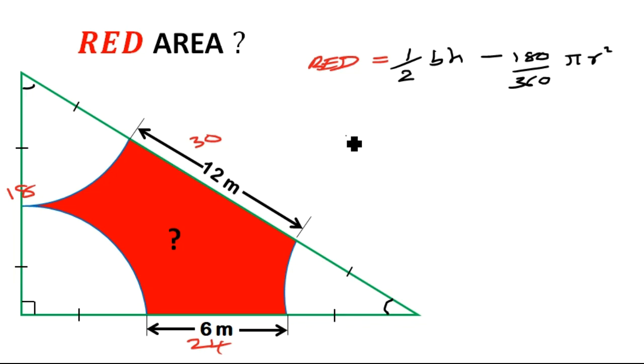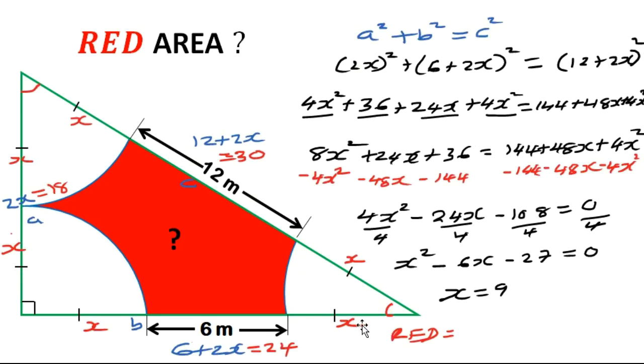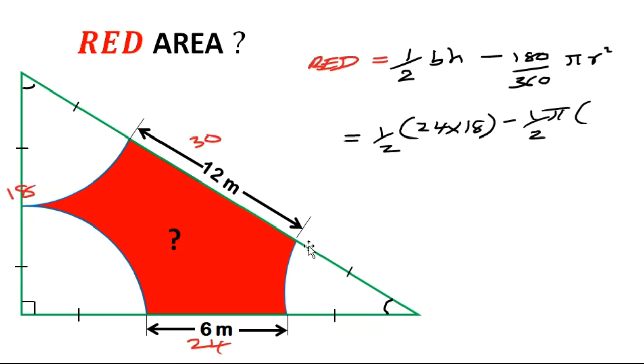So if you do the substitution, we will have a half base times height. So base is 24 times 18. Then minus 180 degrees over 360, which is a half, then pi radius. The radius is from this point to this point, which is the value of x. And remember, we found the value of x to be 9. So where there is x, we know the value of x is 9. So when you are getting r squared, it is going to be 9 squared.